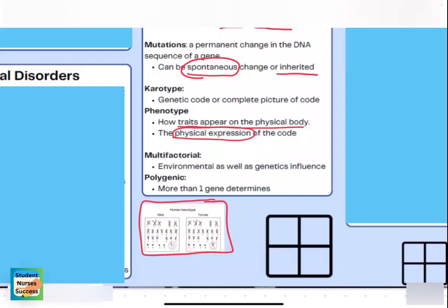When we're talking about multifactorial with regard to genetics, we know that environment plus genetics plays a role. So it's not just genetics and not just environment, but the combination of the two that plays a role in a genetic disorder. That's said to be multifactorial. Polygenic means there's more than one gene that determines the presence of the disorder.